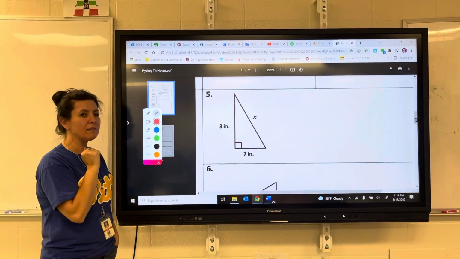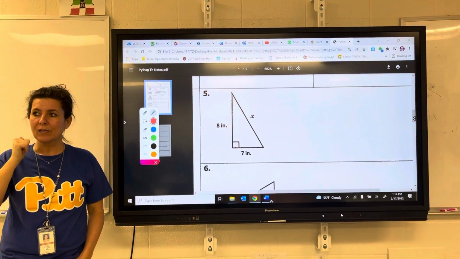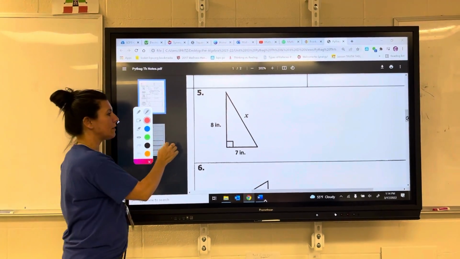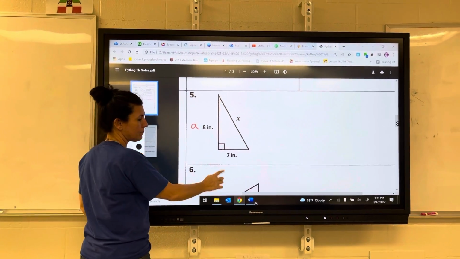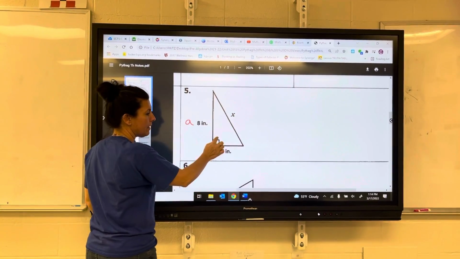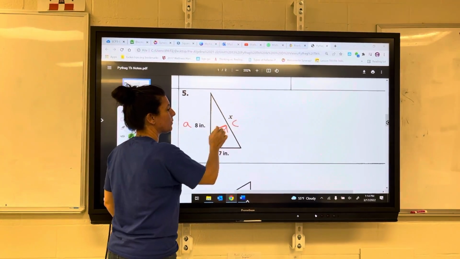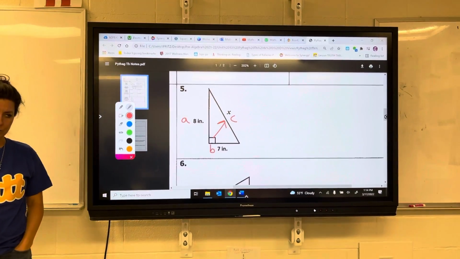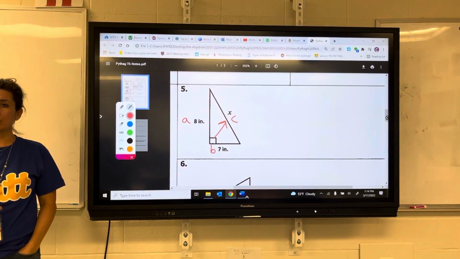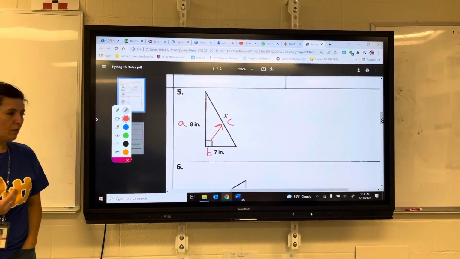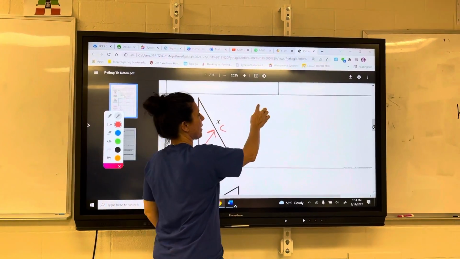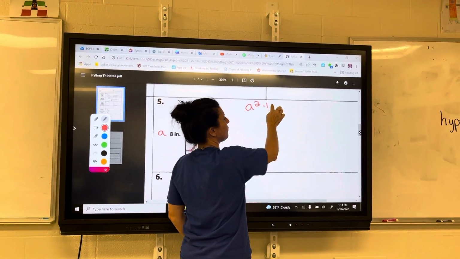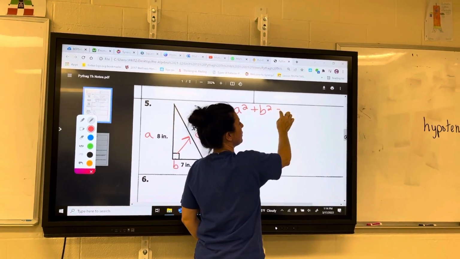The first one, let's label everything. You should know where to put the A, the B, and the C. So I'm going to label 8 as A, 7 as B, and remember C is always directly across from that 90-degree angle. In this case, we're looking for the length of the hypotenuse. We're going to start by writing the Pythagorean theorem. Always write it first so that you don't make a mistake when you substitute.